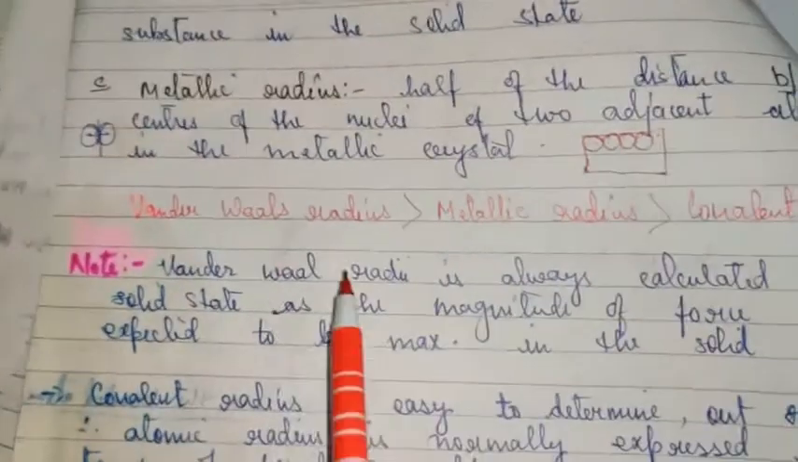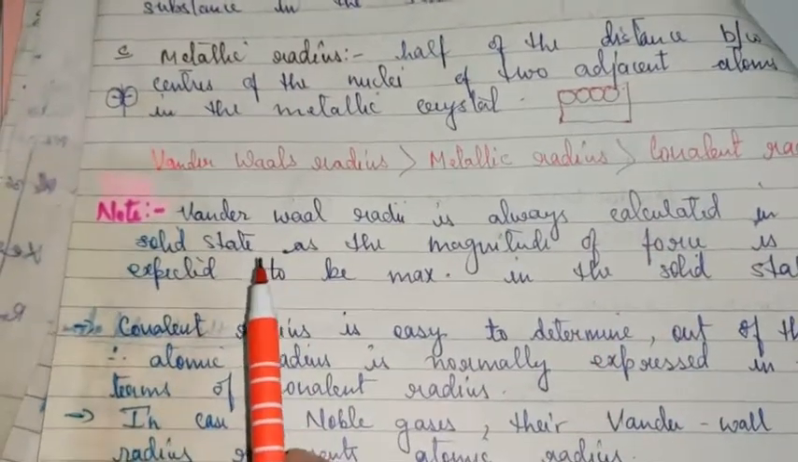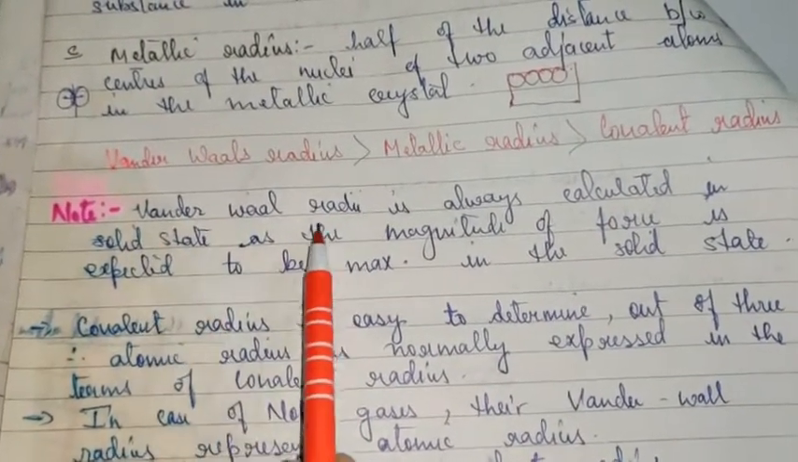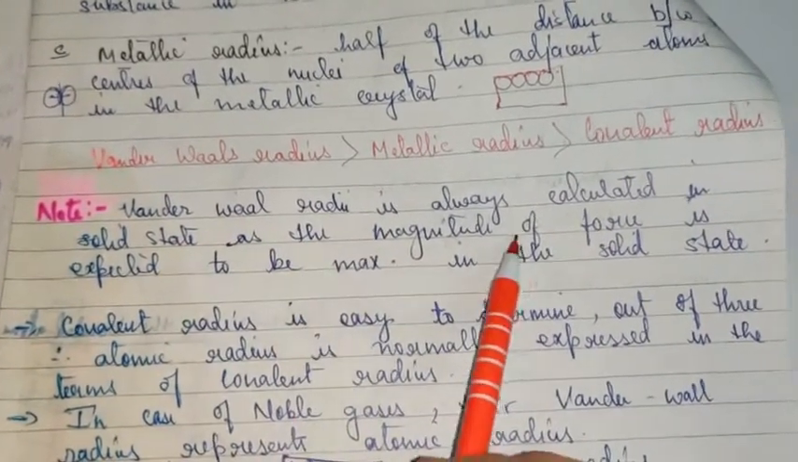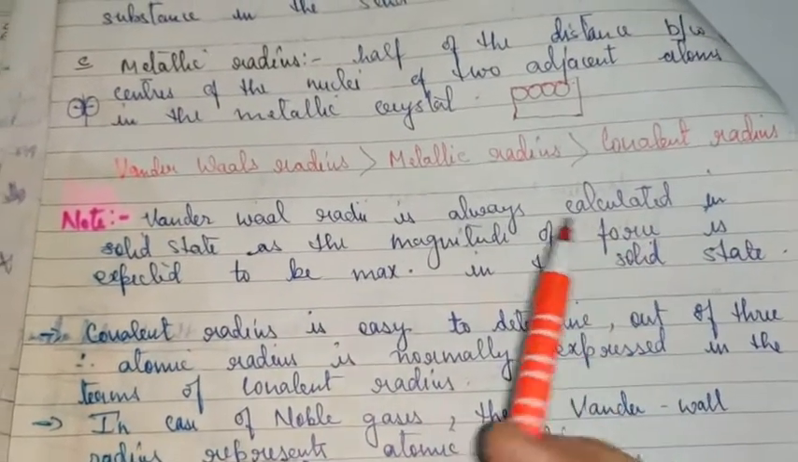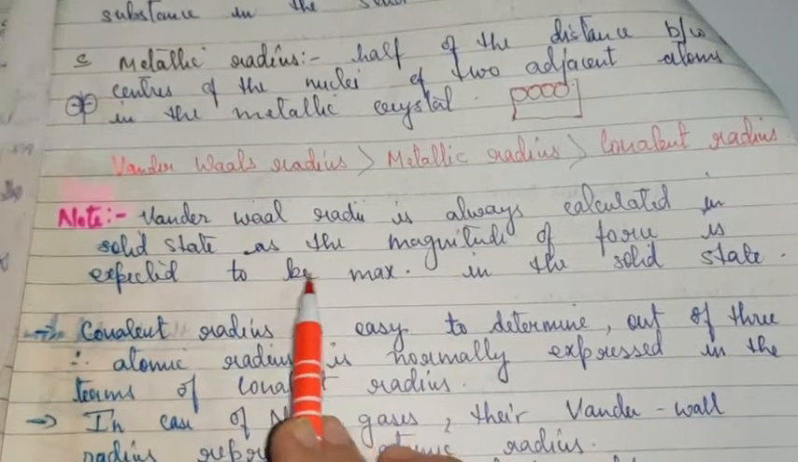So this is the comparison of the three types of radii. Now here is a note which you need to note down in your notes. Van der Waals radii is always calculated in solid state, as the magnitude of force is expected to be maximum in the solid state. So actually it is a very weak force.